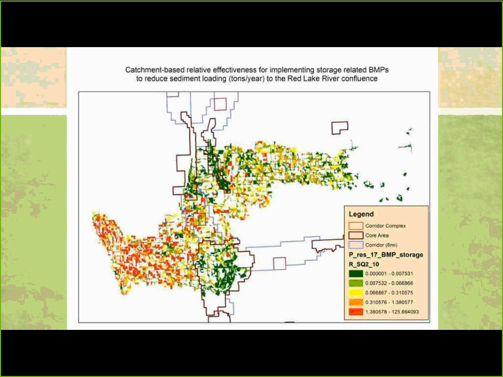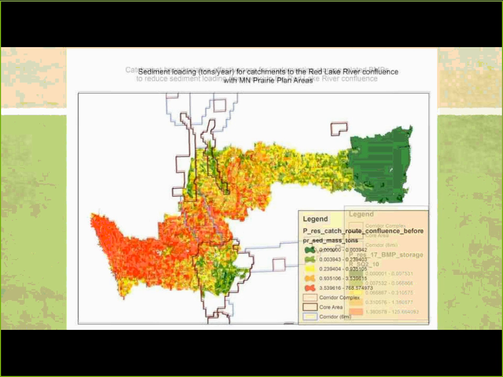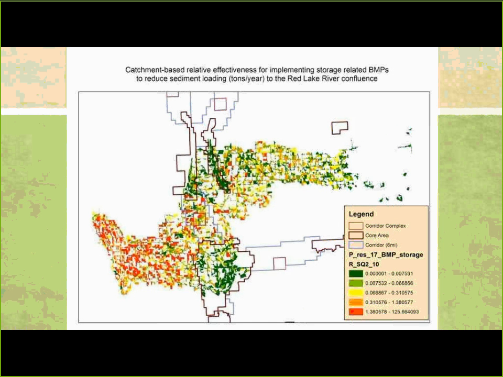Within that zone, if we zoom in, this is where the PTMApp is telling me storage is a good best management practice. The red areas are high priority, the green are lower priority. So I know where the sediment's coming from, I know where the storage is a good BMP.